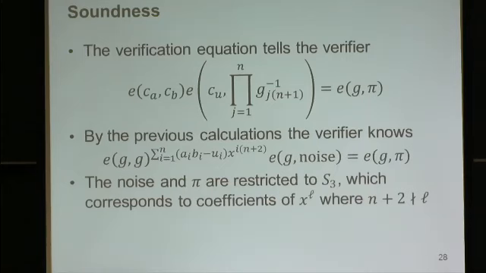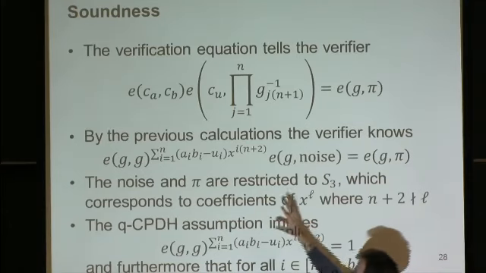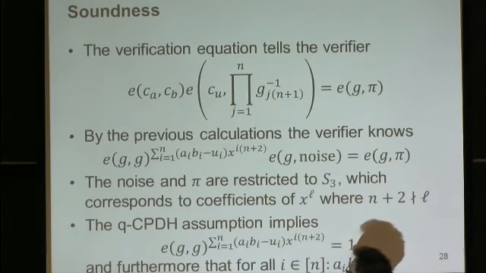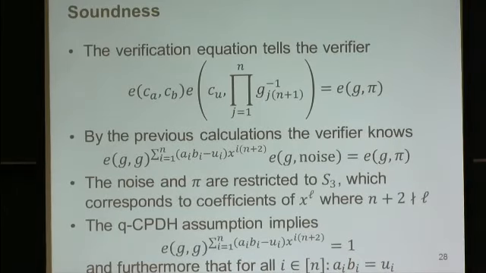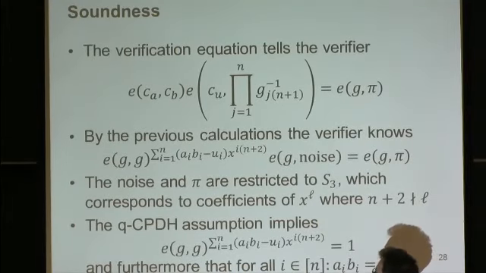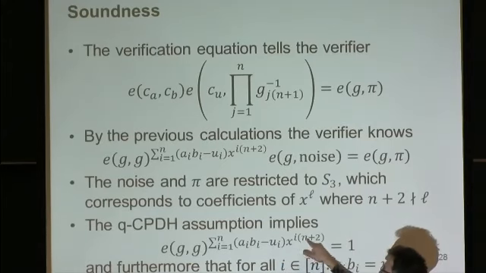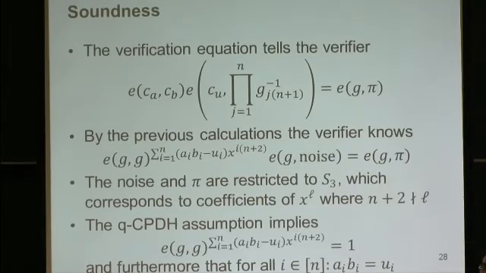So what you can do is use the q computational power Diffie-Hellman assumption to say that the only way this is possible is if the first part here is equal to 1, because the noise doesn't interfere, as it has different powers of x. And you can go further with the q-CPDH assumption and also show that this implies that for each individual n plus 2 multiple of x_i, a_i times b_i is the same as u_i. So we actually get from this that for all i, a_i times b_i is the same as u_i.